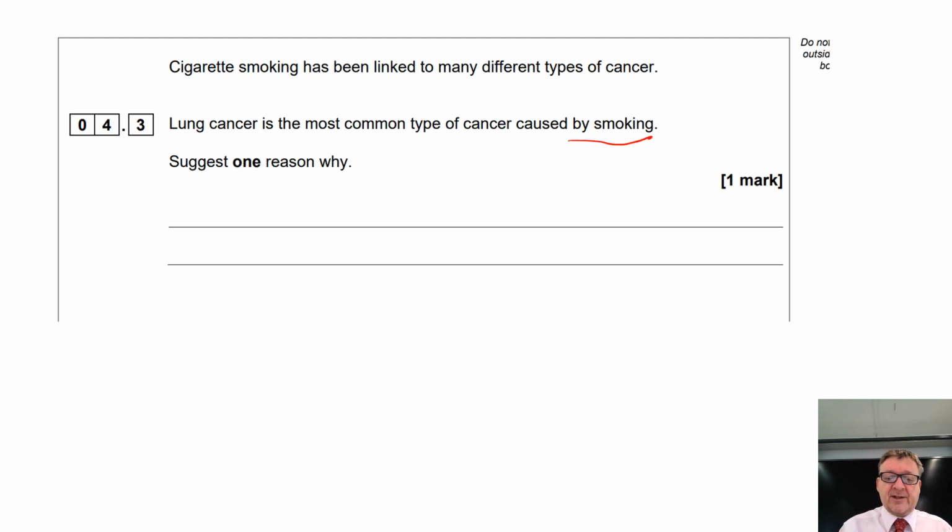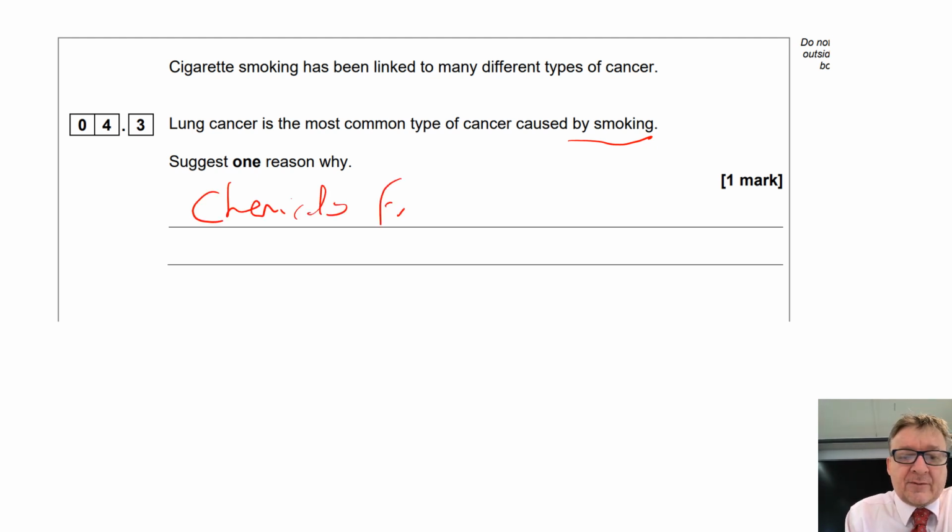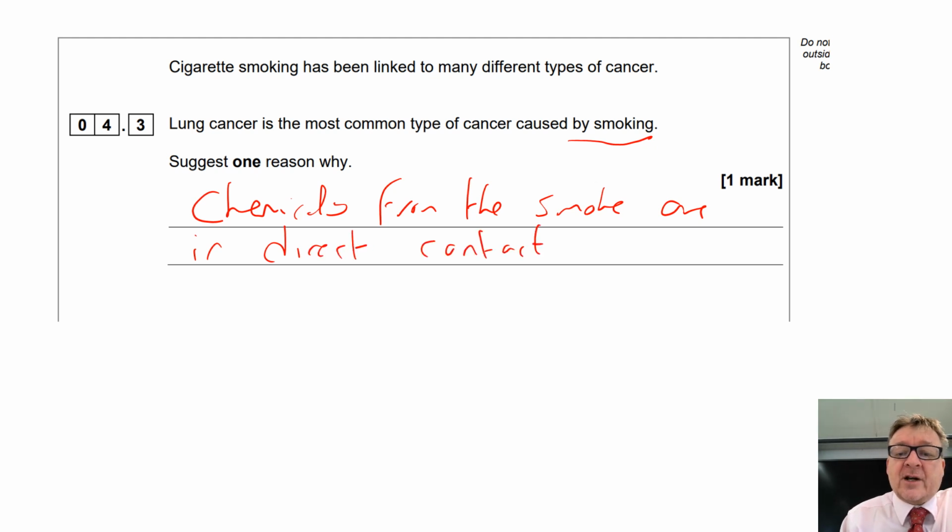Suggest one reason why. Okay, I need to do this in red really, don't I? So the main reason why is the chemicals from the smoke are in direct contact. Okay, so they're in direct contact and they are more likely to cause damage to the DNA.